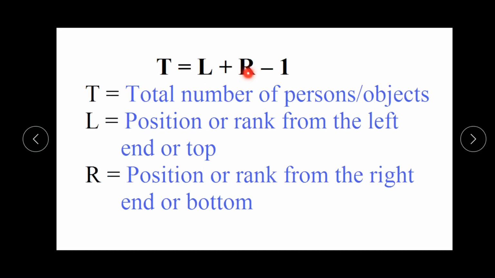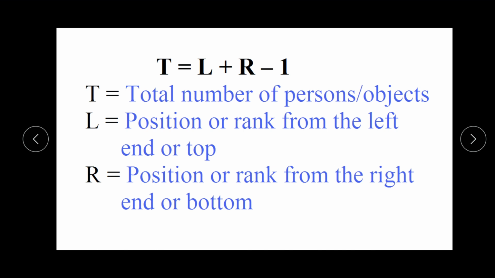There is a formula, T is equal to L plus R minus 1, which we will use in the entire ranking test. T is the total number of persons or objects in a row or queue. L is the position of a person or object from the left side, or you can say from the top. R is the position of a person or object from the right side, or you can say from the bottom. Minus 1.